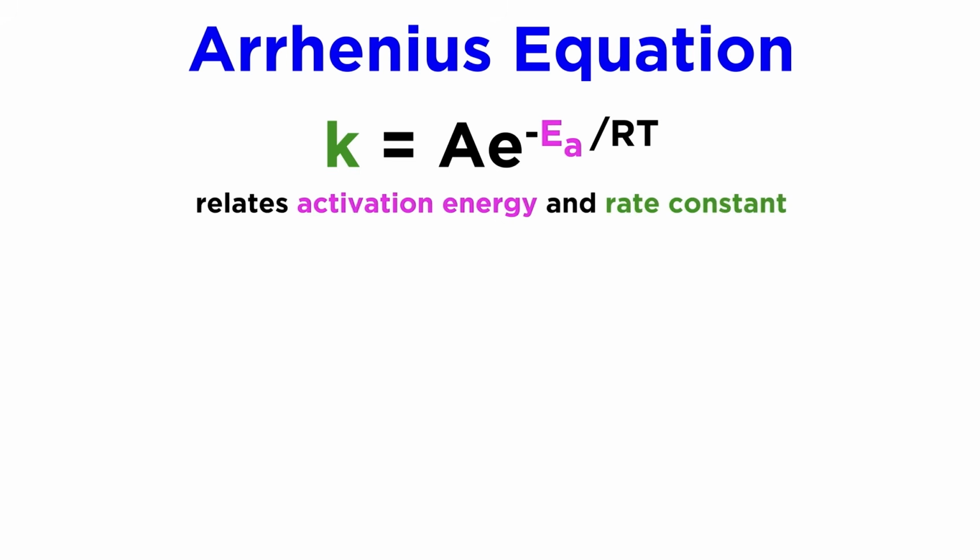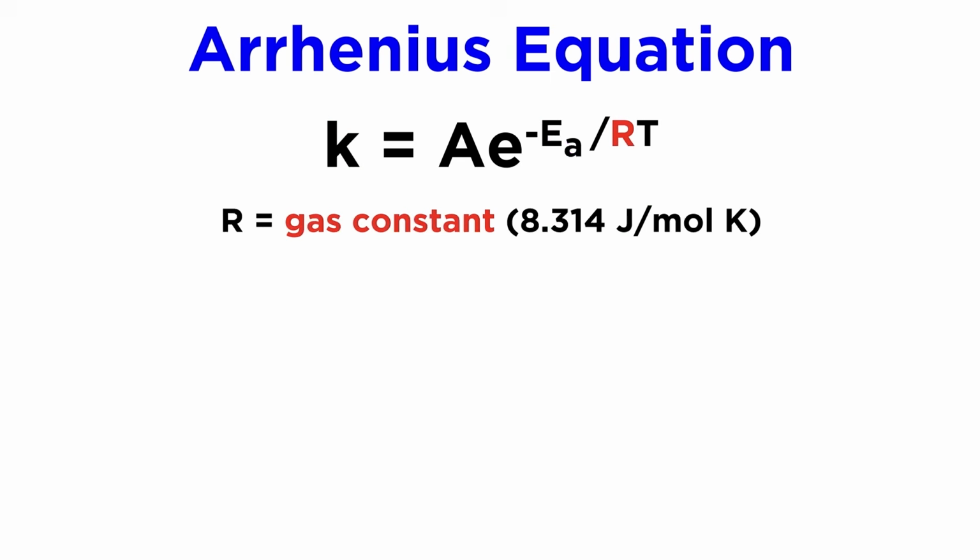Finally, we can combine our new understanding of collision theory with rates of reaction with something called the Arrhenius equation. This will relate the activation energy of a reaction to its rate constant. We can see that this equation will also include the gas constant that we remember from our study of ideal gases, although this time we will more typically use a different version, 8.314 joules per mole Kelvin.